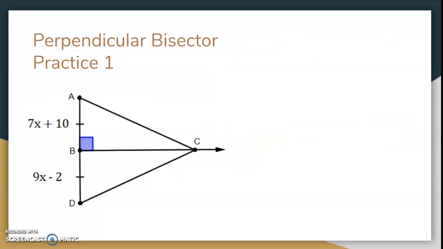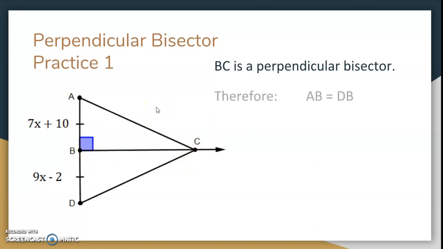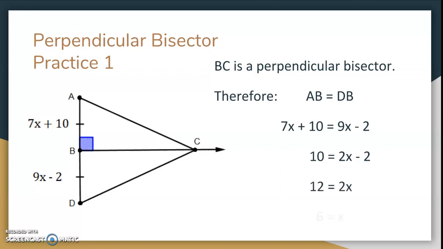Give perpendicular practice number 1 a try. Excellent. So you recognize that BC, by all of its markings, is clearly a perpendicular bisector. So I know that AB must be equal to DB. Substituting those values in, I know 7x plus 10 equals 9x minus 2. Subtracting 7x from both sides, I get that 10 is equal to 2x minus 2. Adding 2, and then dividing by 2, I find out that x must be equal to 6. Another example.